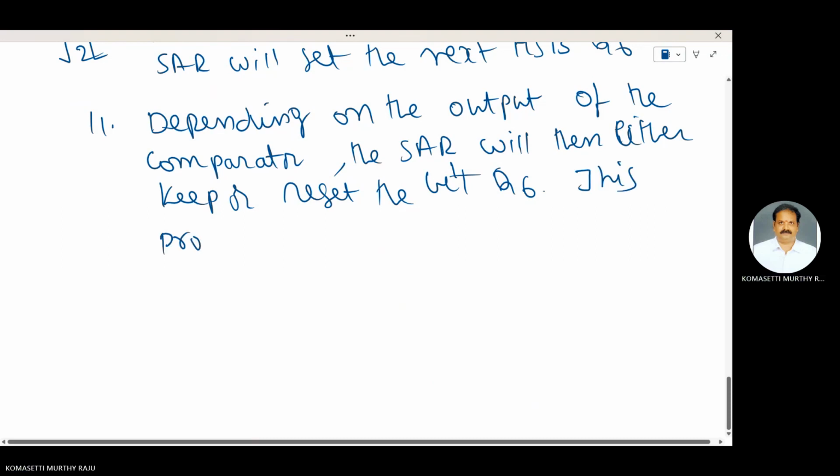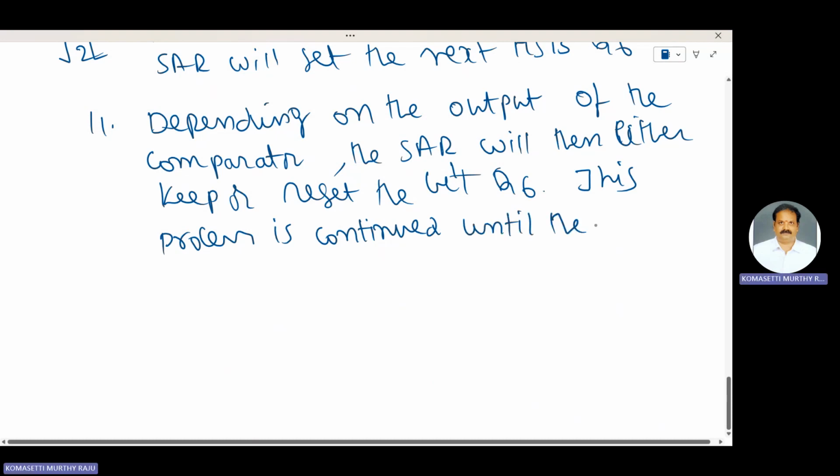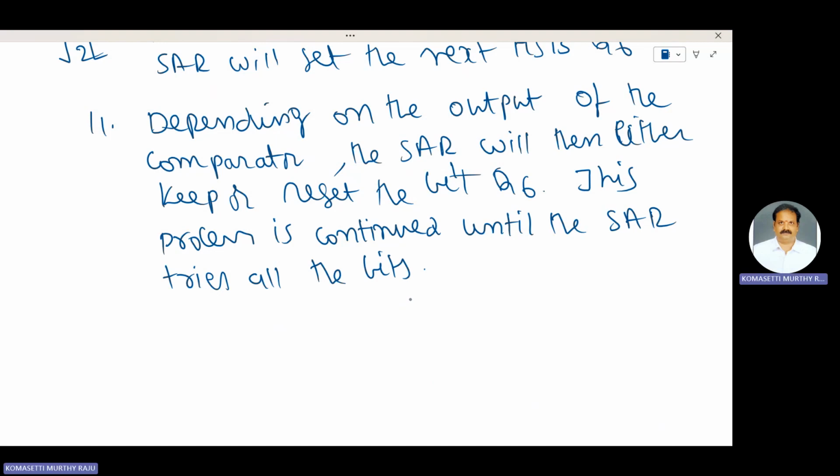This process is continued until the SAR tries all the bits. That means in this example, Q7 to Q0. The LSB is Q0. As soon as the LSB Q0 is tried, SAR forces the conversion complete signal high to indicate that the parallel output lines contains valid data.